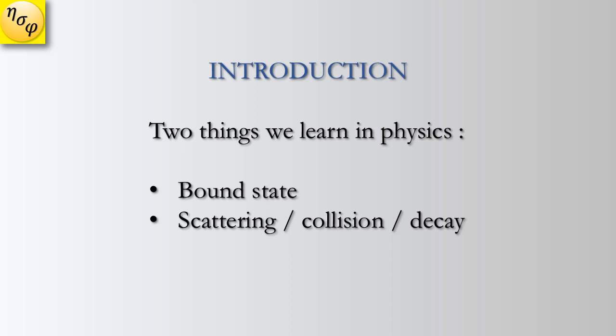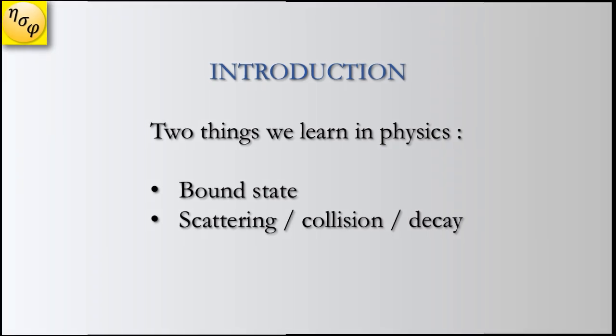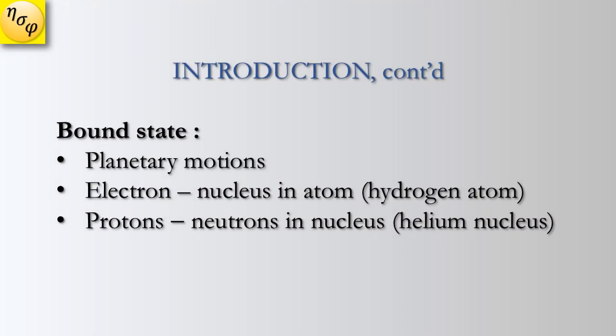Introduction. There are two things we learn in physics. The first is bound state, and the second is scattering or collision or decay. The examples for bound state are planetary motions, electron and nucleus in atom, for example, is hydrogen atom, and the third is protons and neutrons in nucleus, for example, in helium nucleus.